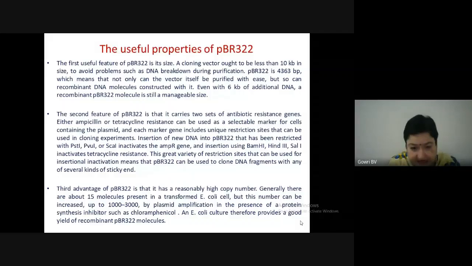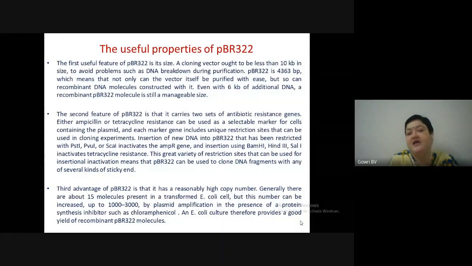So I repeat the sentence again regarding the third advantage. It is a reasonably high copy number plasmid. Generally, there are about 15 molecules present in a transformed E. coli cell, but this number can be increased 1,000 to 3,000 times by plasmid amplification in the presence of protein synthesis inhibitors such as chloramphenicol. An E. coli culture therefore provides a good yield of recombinant pBR322 molecules.